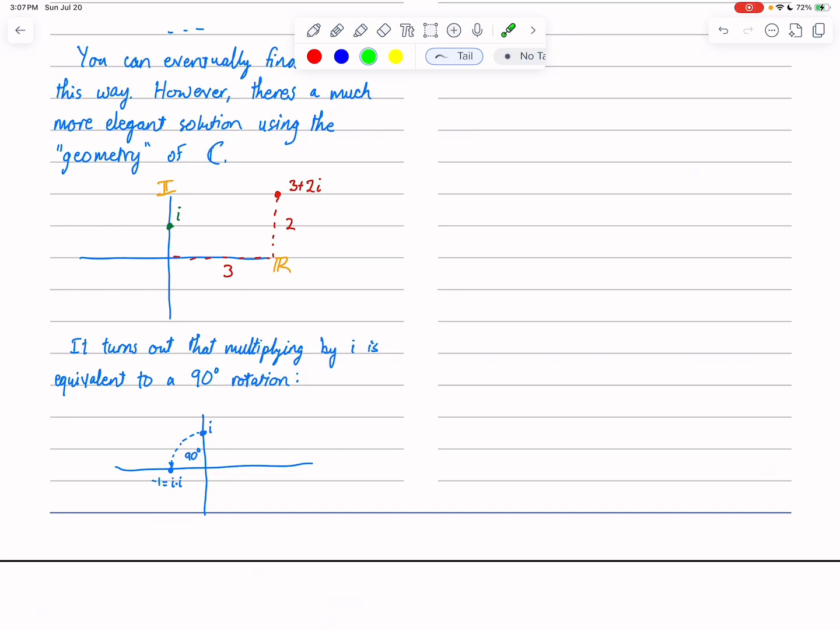So let's just try to go through it briefly. I hope, given that I'm going to do this so quickly, that it makes sense, but let's see how this goes. So first of all, let's talk about the geometry of complex numbers.